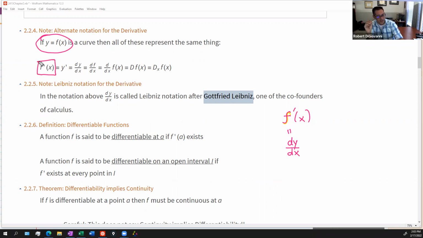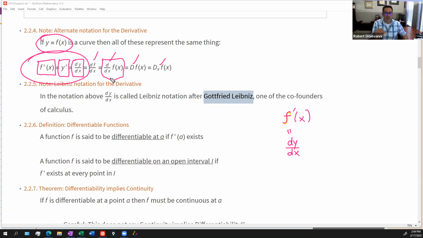f prime of x means the derivative of that function. y prime would mean the derivative of that function. Writing dy over dx means the derivative of that function. And all of these notations are exactly the same thing. The ones that we will use in this class are the first three. And you know what, this one also, okay? That one also. Those four are what we primarily use in this class.